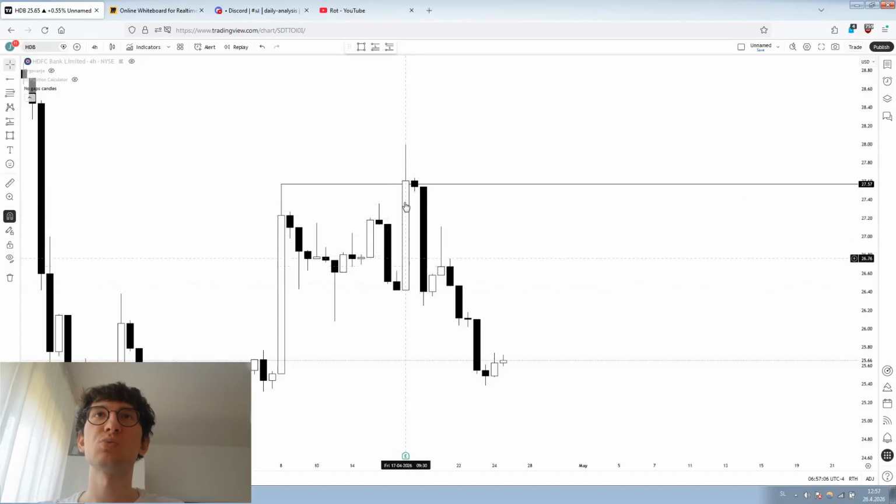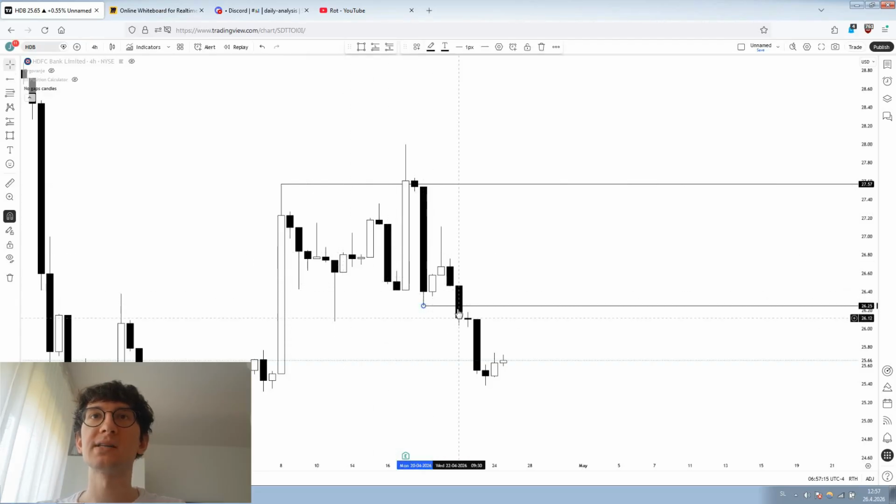You can see the price went higher, swept liquidity, okay? And then where do we break structure? We break structure over here with this candle. Why? Because we body closed below the most recent swing low, okay?